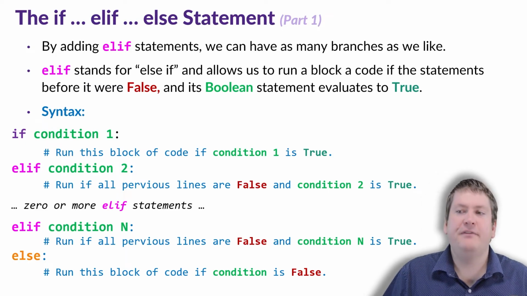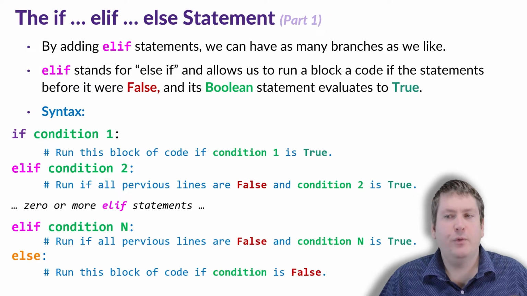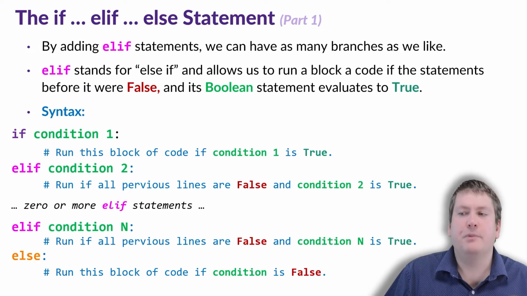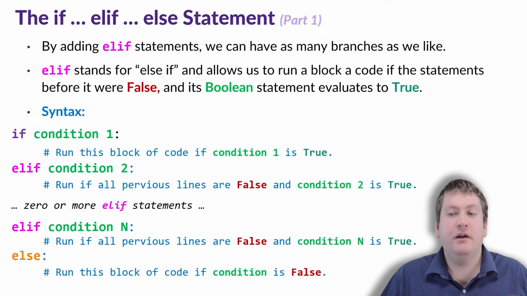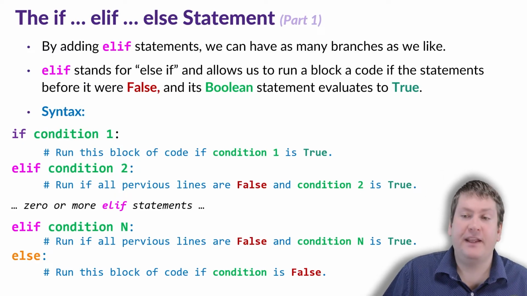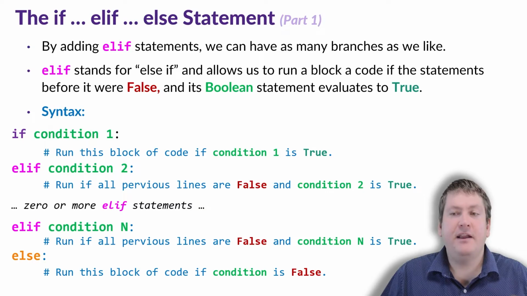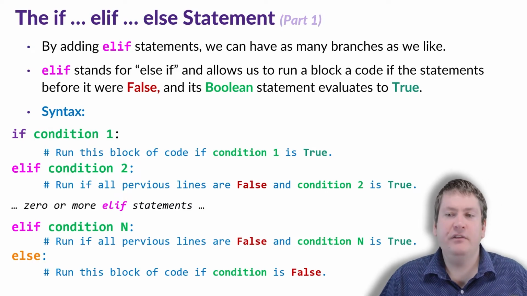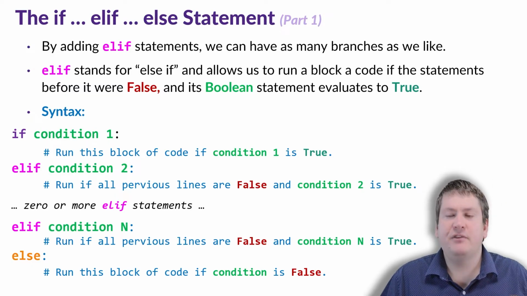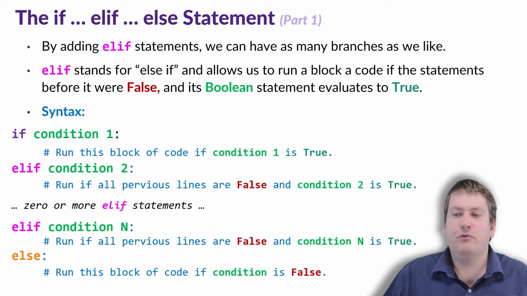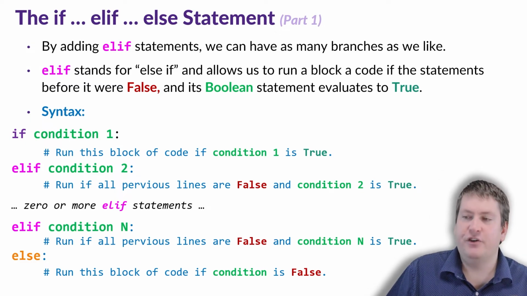It works the same. So if condition 1 is true, we're going to run the block of code that says run this block of code if condition 1 is true. And then after we run that block of code, we're going to start again after the if statement. Then only if condition 1 is false, we're going to check the first else if statement, which in this case is going to be condition 2. If condition 2 is true, we're going to run that block of code under condition 2.